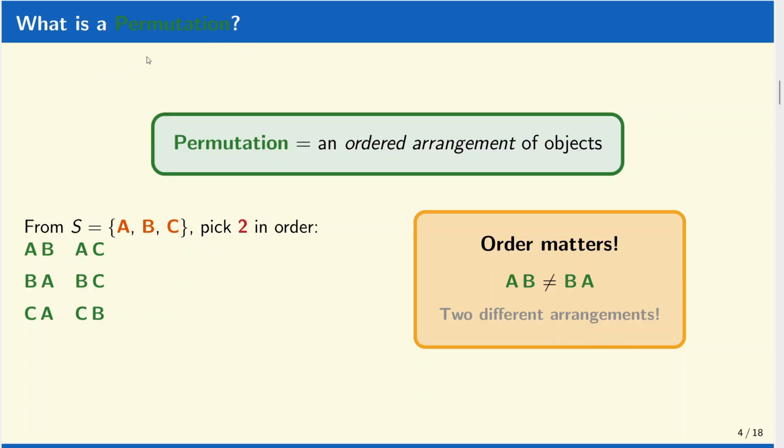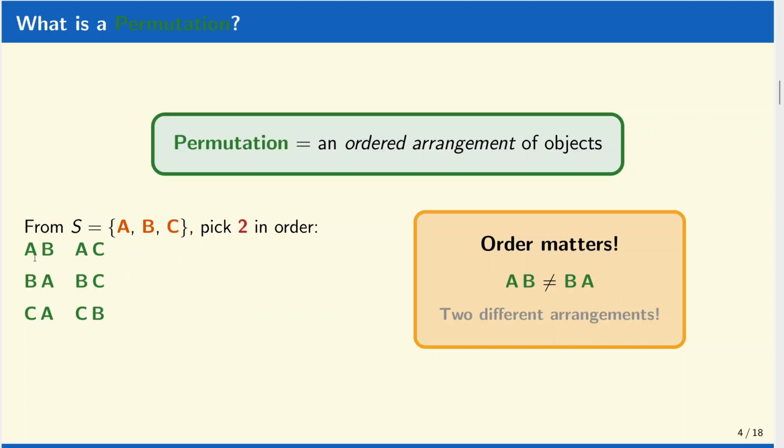The simplest definition is right there in the green box. A permutation is an ordered arrangement of objects. The most important phrase here is ordered arrangement. Let's look at an example. Suppose we have a new, slightly smaller set, S, which contains just 3 letters, A, B, and C. Now, imagine we want to pick exactly 2 of these letters, one after the other, to form a sequence. Let's see all the possible ways we can do this.